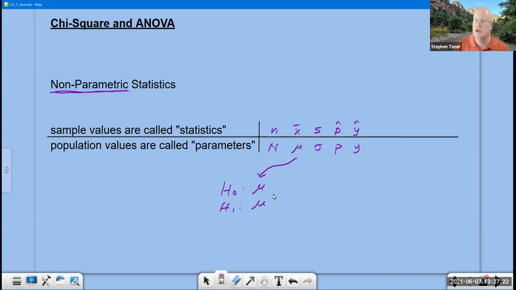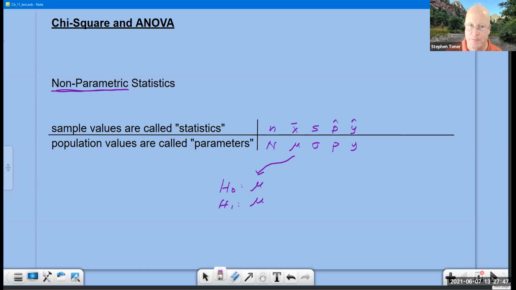Well, in this chapter, we're not going to be looking at a single parameter. We're going to be looking at all sorts of distributions or matrices, and that is going to set it apart, and we will not be writing our hypotheses in the same way because we're dealing with non-parametric statistics. So you'll see what I mean as we dive in here.